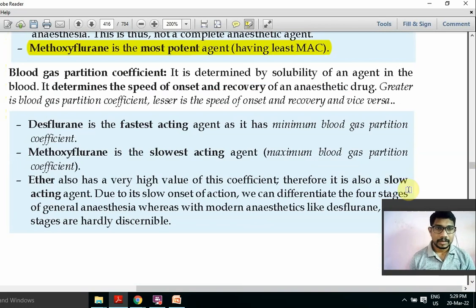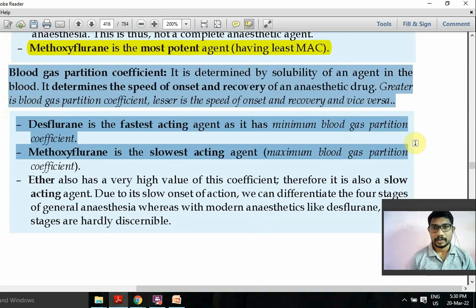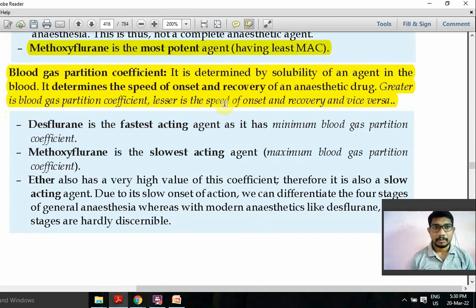Then again, blood gas coefficient is another measure. It is determined by the solubility of the anesthetic agent in the blood. तो आपका anesthetic agent blood में कितना soluble है? That is a measure of your blood gas partition coefficient. It determines the speed of onset and recovery of anesthetic. Anesthesia कितने टाइम में चलेगा और कितने टाइम में पेशेंट वापस आ सकता है. That is nothing but the speed of onset and recovery of anesthesia.